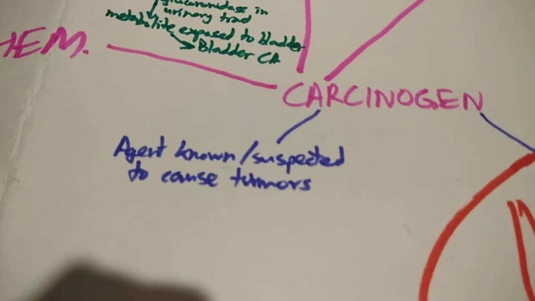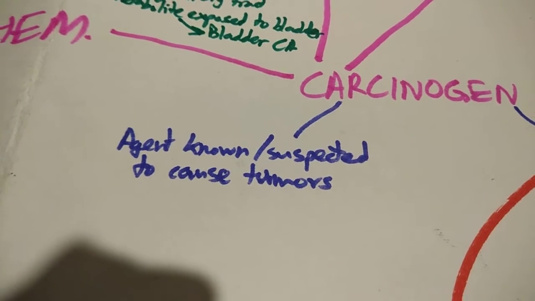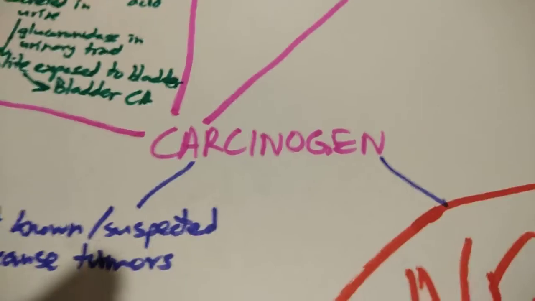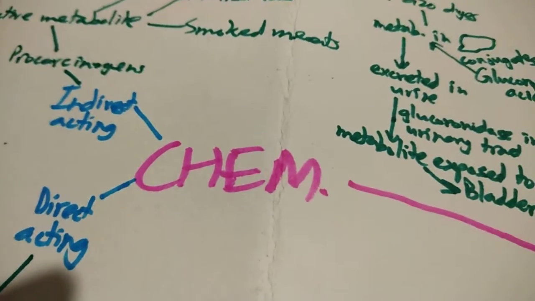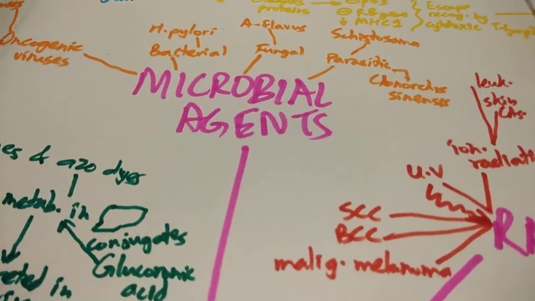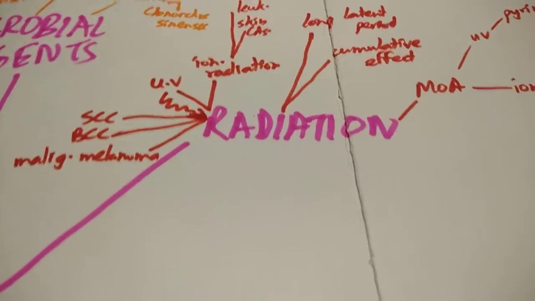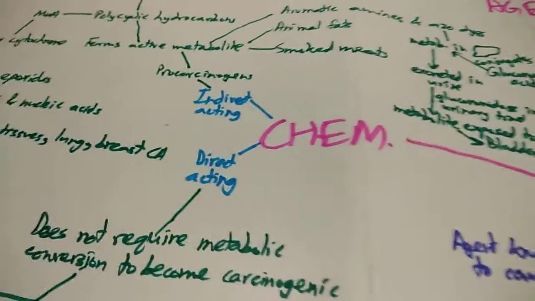A carcinogen is an agent that's known or suspected to cause tumors. All right? An agent that is known or suspected to cause tumors. Now, carcinogens can come in various forms, such as chemical carcinogens, microbial agents, also called microbial carcinogens, or physical carcinogens, mostly radiation. All right. So let me start with chemical carcinogens.